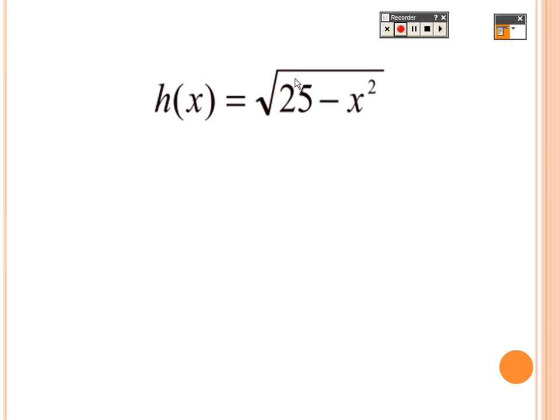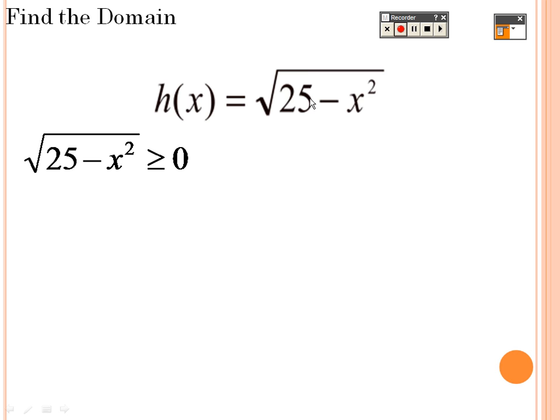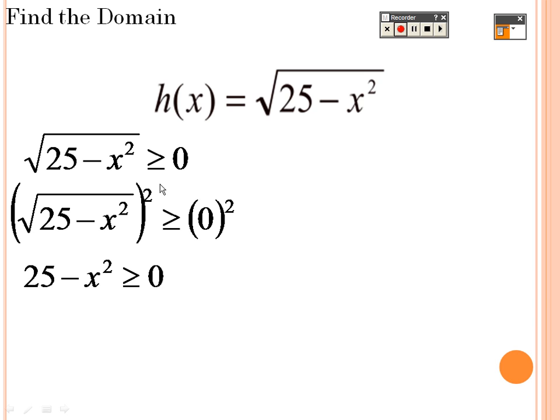Right here, once again, remember, you can't have a negative under the square root. That's why it needs to be greater than or equal to 0. So I square both sides. Minus 25 on both sides. Negative x squared is greater than or equal to negative 25.